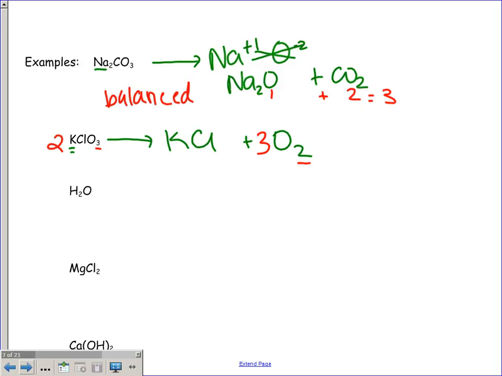Now my potassium and chloride are unbalanced. So if I put a 2 in front of potassium chloride, KCl, now I am balanced. I have 2 potassiums on each side, 2 chlorines, and 6 oxygens.